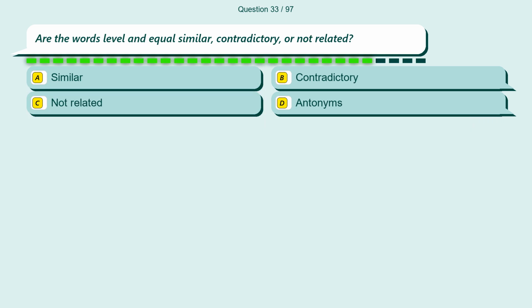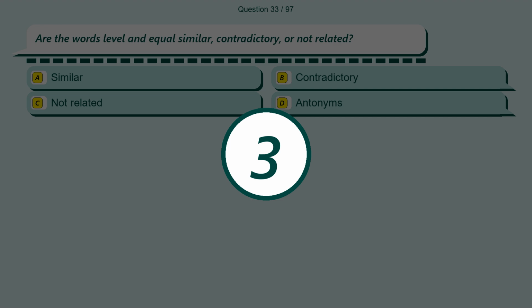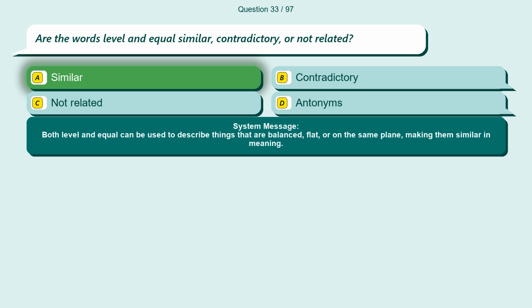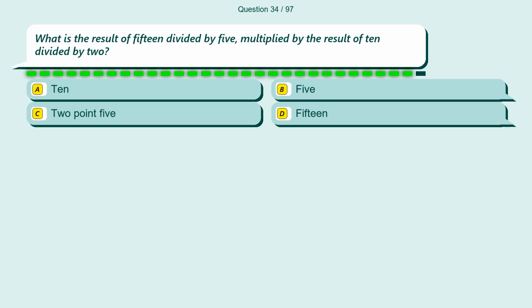Question 33. Are the words level and equal similar, contradictory, or not related? Option A, similar. Option B, contradictory. Option C, not related. Option D, antonyms. The correct answer is option A, similar. Both level and equal can be used to describe things that are balanced, flat, or on the same plane, making them similar in meaning.